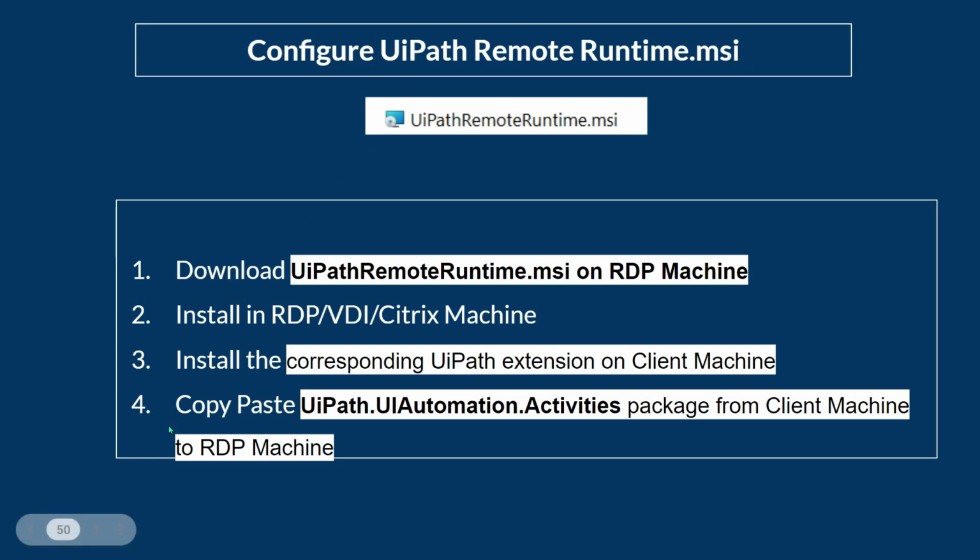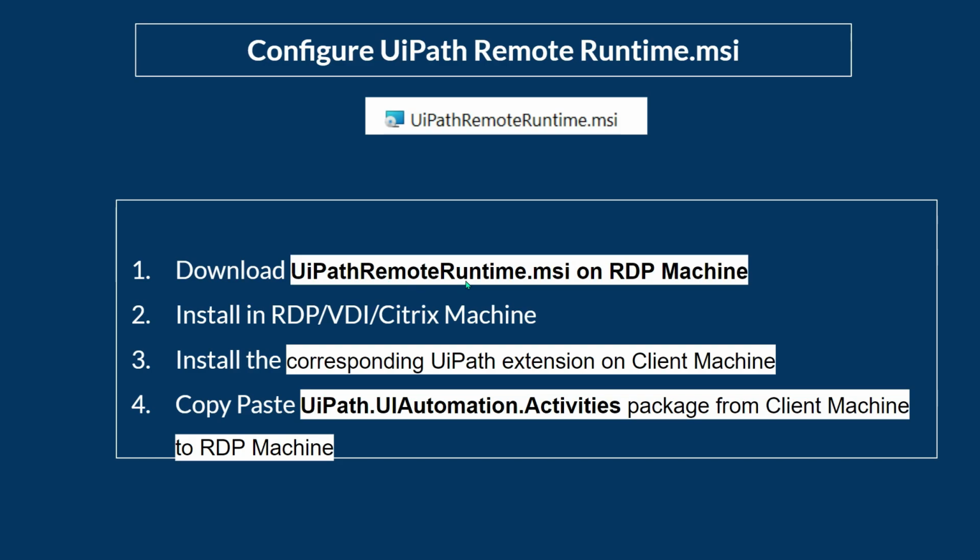There are 4 steps. First, you will download the UiPath Remote Runtime MSI file, and then you can download it on the client machine, that means on your laptop, and then you can transfer it to RDP, or maybe in the RDP itself you can open and download it. I'll show you from where you can download. Second, install in RDP VDI. After download you have to install that MSI file. I will show you. Third, install the corresponding UiPath extension on client machine. This step also I'm going to show you. Fourth, copy paste UiPath automation activities package from client machine. This is also I'm going to show you. Now let's move on to the very first step.